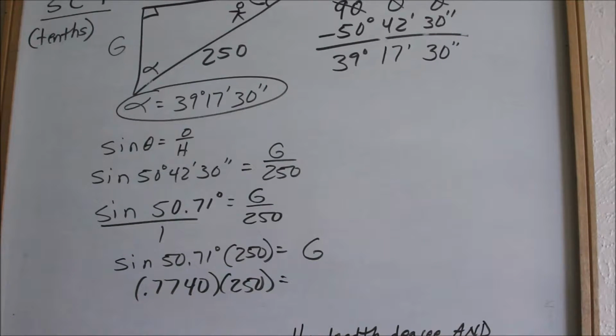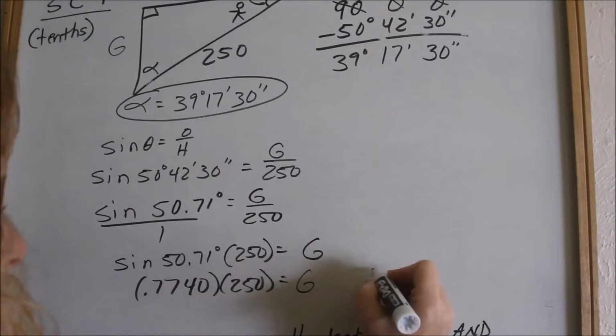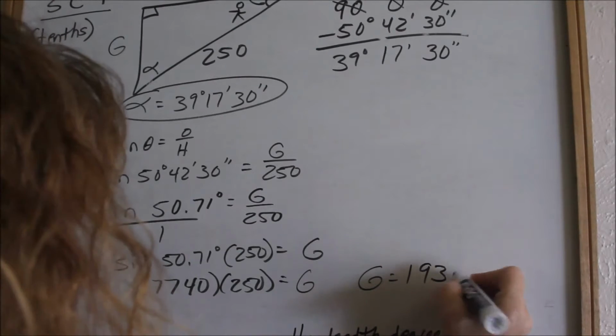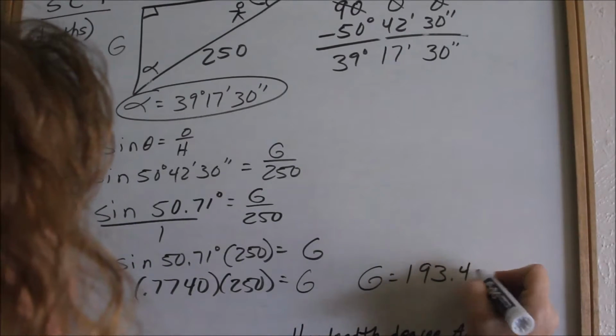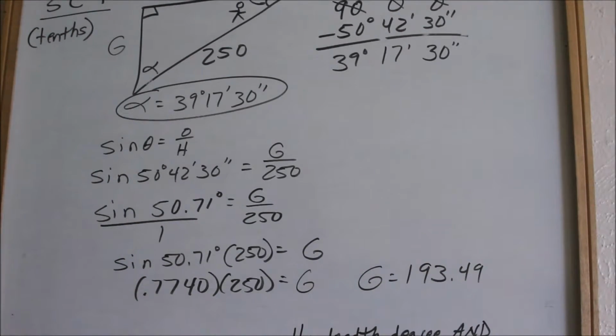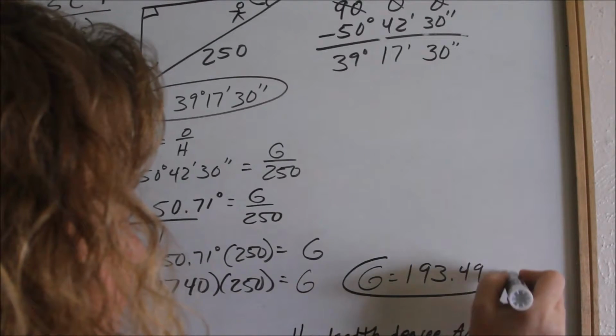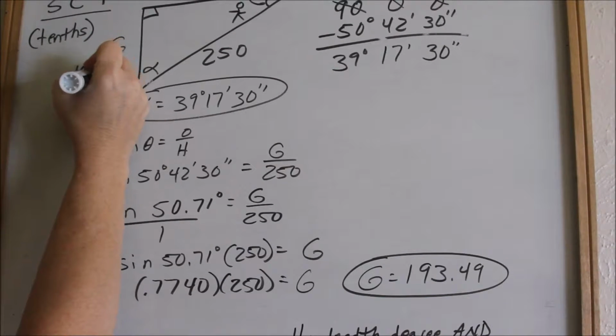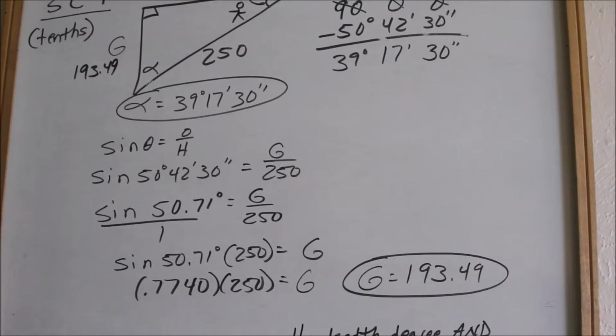So multiplying that by 250, I got G to be 193.49. And remember, we don't have any units on these because they didn't give us any units in the problem. Okay, now I need to solve for H. So if we know that G is 193.49, there are several different things you can use to solve for H.